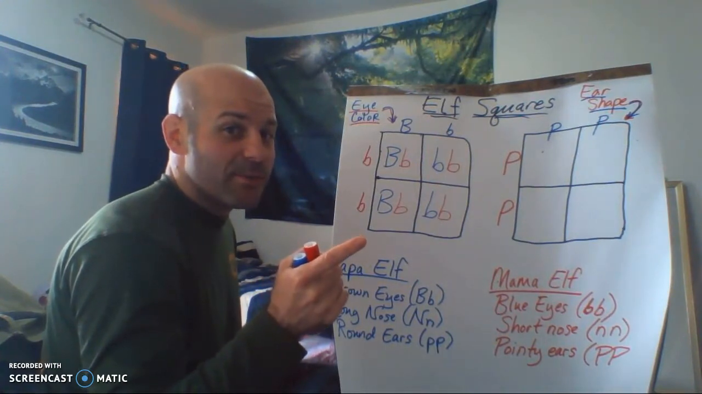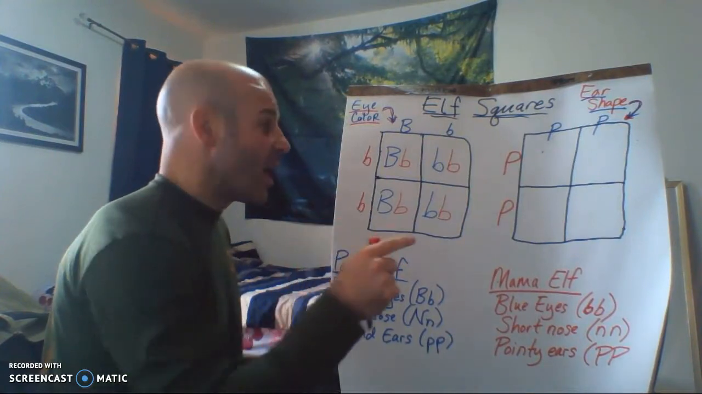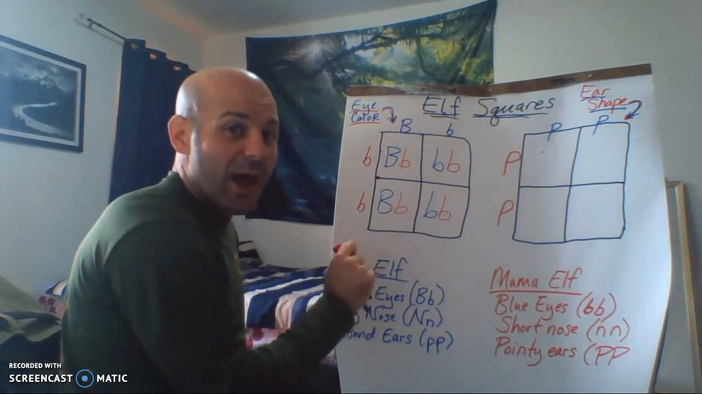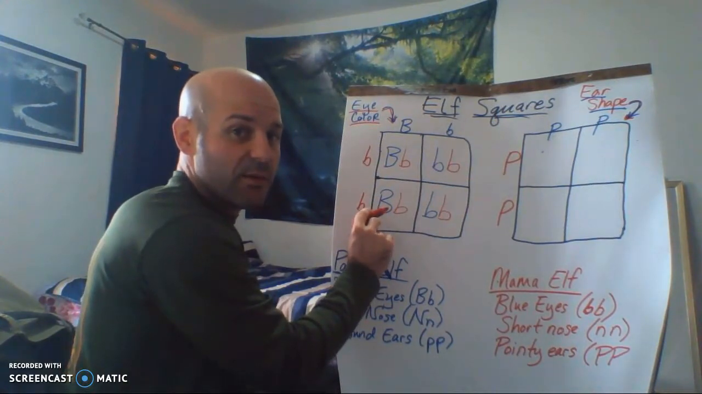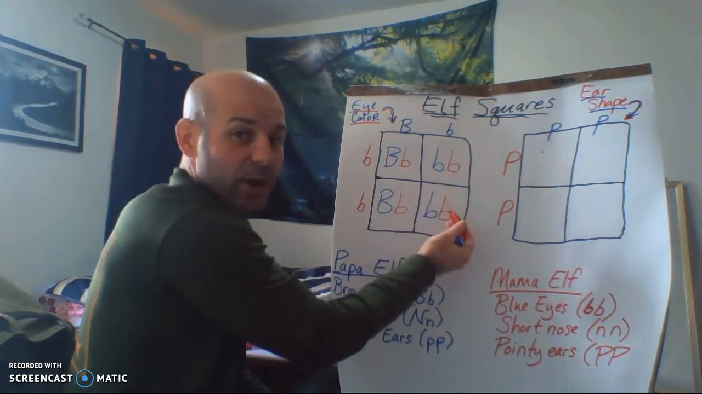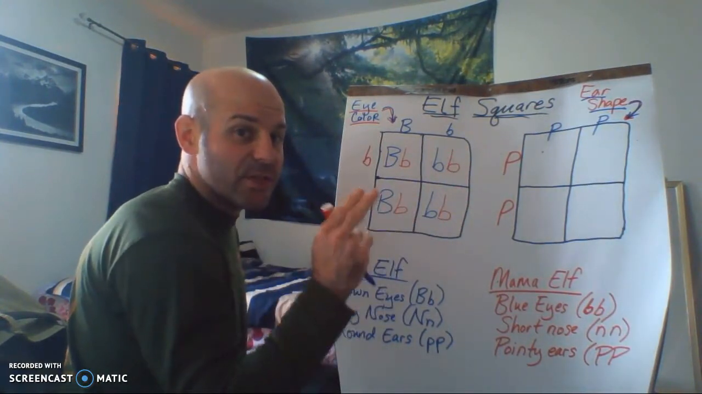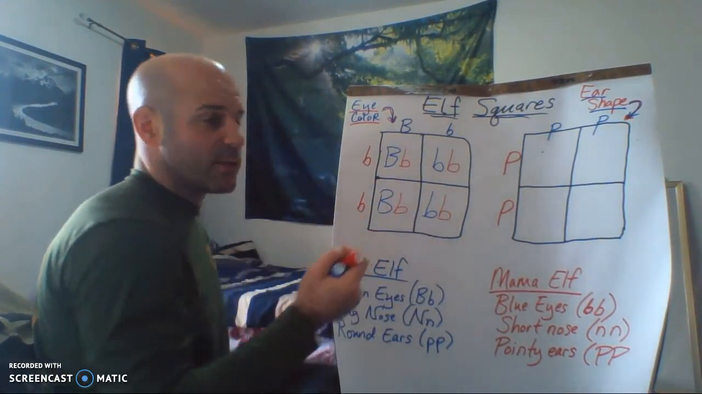Pause it now and see if you can challenge yourself to answer. You should have said 50% or half would have brown eyes because they have that dominant trait, capital B, and 50% or half would have blue eyes because they got both recessive alleles, showing the recessive trait of blue eyes.